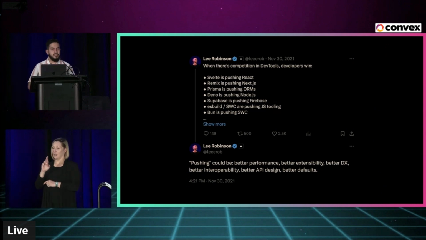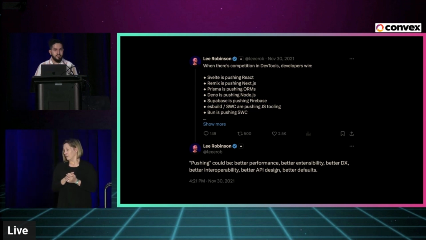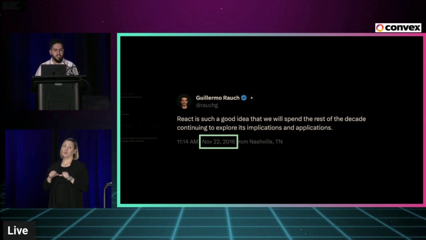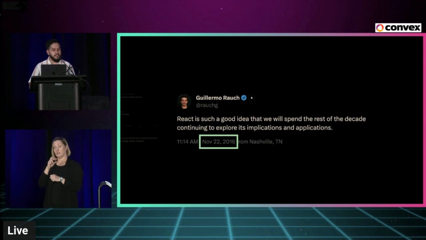And speaking of insights and reflecting on things, I do love this tweet by Lee Robinson, also Vercel, where he basically explores and enumerates how a lot of developers' tools basically pushed other tools to the future. And pushing to the future could be by improving performance, or DX, or API design, or even defaults. And I do connect this a lot with a post by Guillermo from 2016, where he said that React is such a good idea that we will spend the rest of the decade exploring its implications and applications, which is kind of what we're doing now, 8 years after this post.